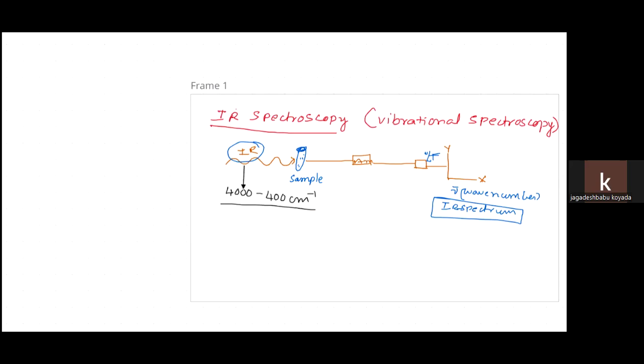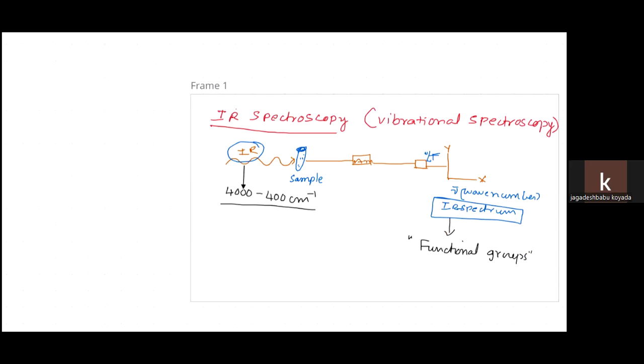Next, from the spectra, when we analyze the spectra, we can find out the functional groups. We can identify the functional groups in a molecule.